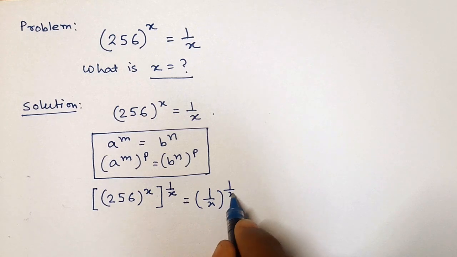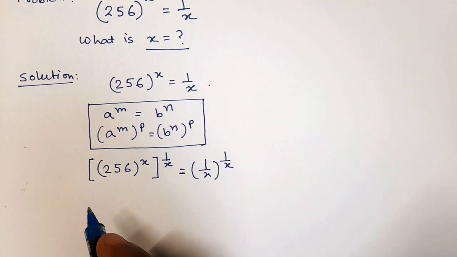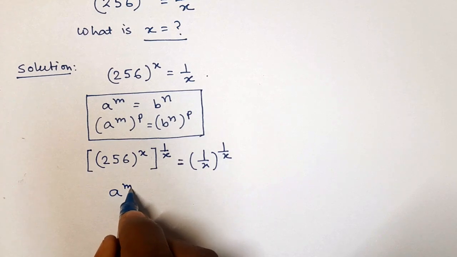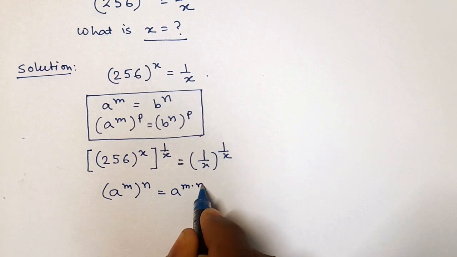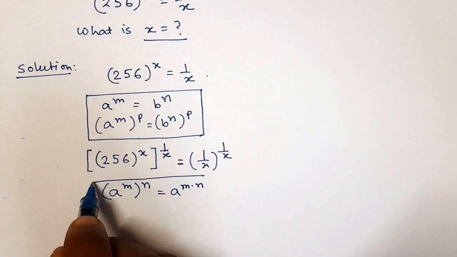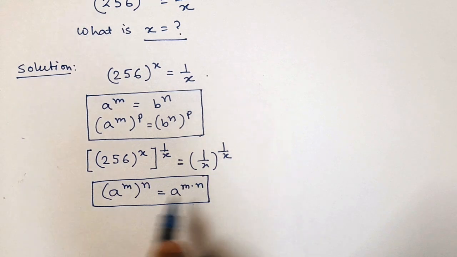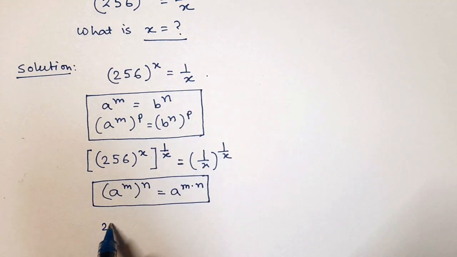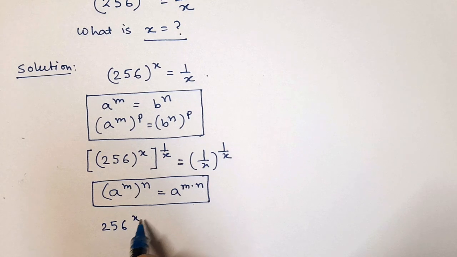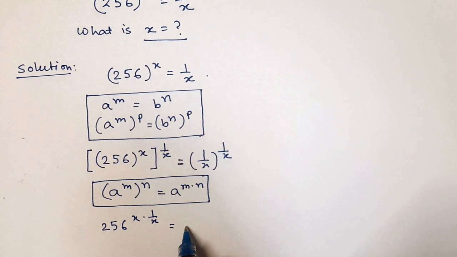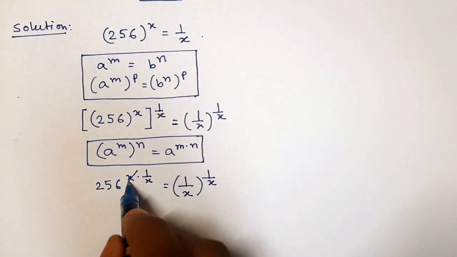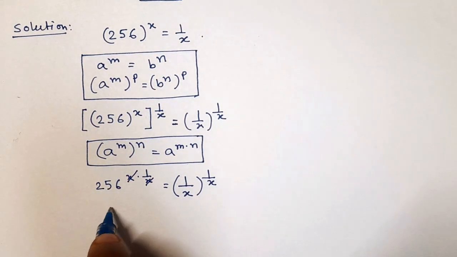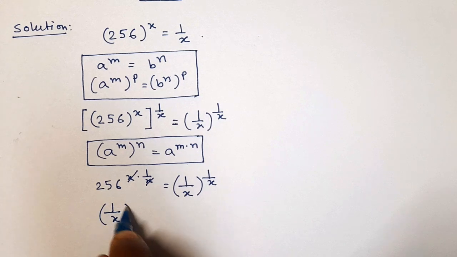Now we have another law of indices that says a to the power m to the power n is equal to a to the power m into n. So this is another law that we will again apply at this step. So this becomes 256 to the power x into 1 by x equals 1 by x to the power 1 by x. Now this x and x cancel out, and we get 1 by x to the power 1 by x is equal to 256.